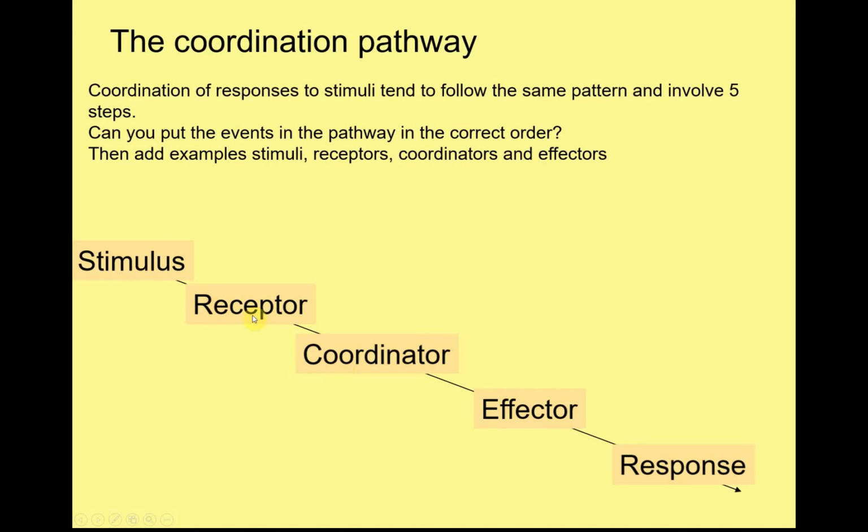You could, if you wanted to, have a sensory neuron between the receptor and coordinator. You could have a motor neuron between the coordinator and effector. But this doesn't just apply to the nervous coordination, it does also really apply to hormonal control as well.